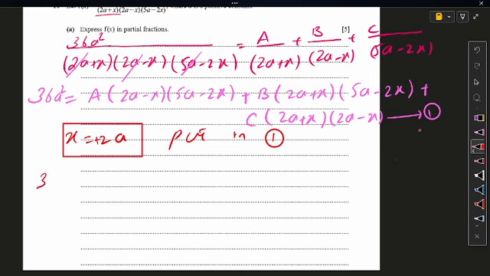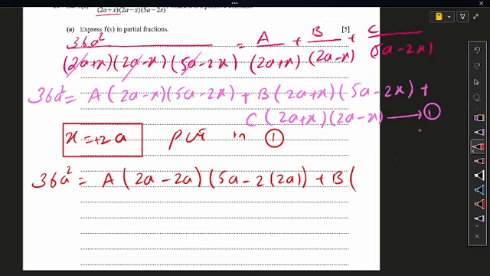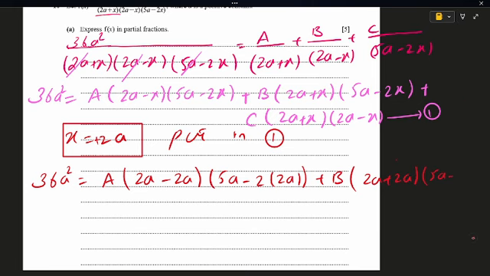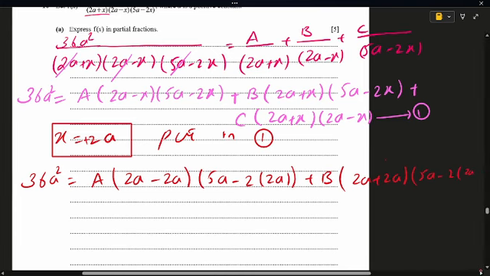Once you put it in equation number 1, your retaining answer would be 36a square is equal to a times (2a minus 2a)(5a minus 2 times 2a), plus b times (2a plus 2a) times (5a minus 2 times 2a) for the value of b, plus c times (2a plus 2a) times (2a minus 2a).